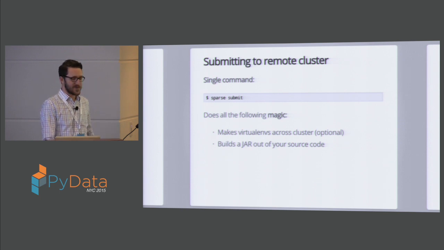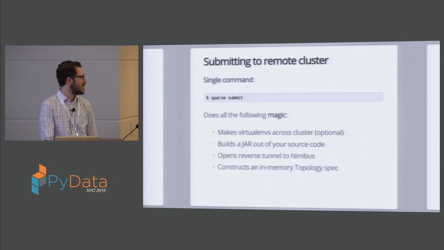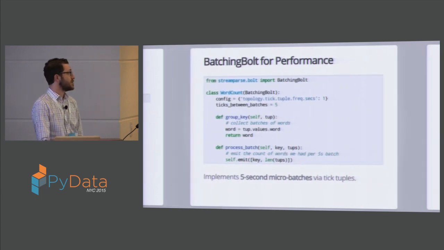It's a specially formatted jar with your code in the right directory to make Storm happy. It tunnels into Nimbus, and then it constructs an in-memory topology spec, and then it uploads everything to Nimbus. So that's a lot of stuff to have to do yourself. It's nice to just be able to run one command and not have to deal with it. One other thing we provide is this thing called the batching bolt.